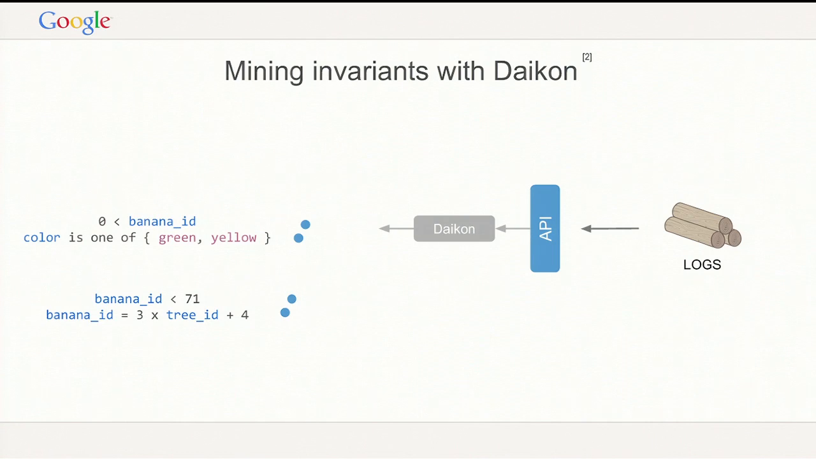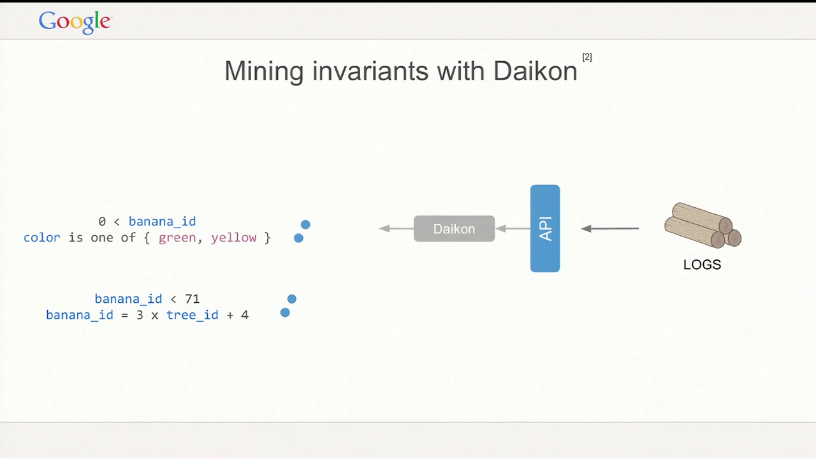All right, so let's look at some examples of what these 4 might be. Daikon might find that banana ID is greater than 0 because it looks at millions of records and observes that it's always positive. Another thing it might observe is that color is either green or yellow all the time. There are other things that it might observe, for example, banana ID is less than 71. This is clearly the case in the logs that we push to Daikon, but it's actually not something that we're interested in. It's not useful to us because, as I mentioned, this is dynamic analysis.